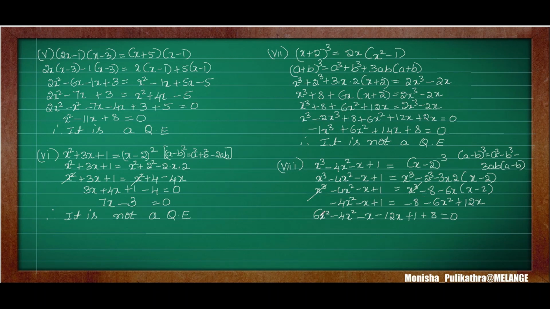So 6x² − 4x² is 2x². Here minus and minus are like signs, so 12 plus 1 is 13x, and the larger number sign is minus. 8 plus 1 is 9, larger number sign is plus. So 2x² − 13x + 9 = 0, which is in the form of ax² + bx + c. Therefore it is a quadratic equation.